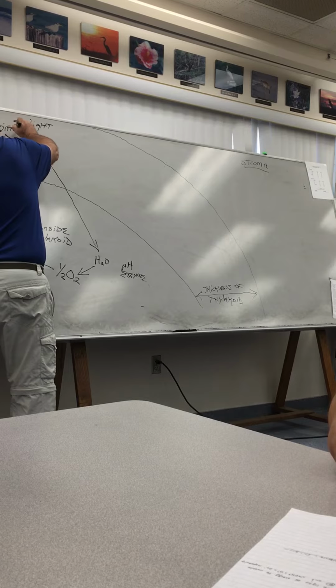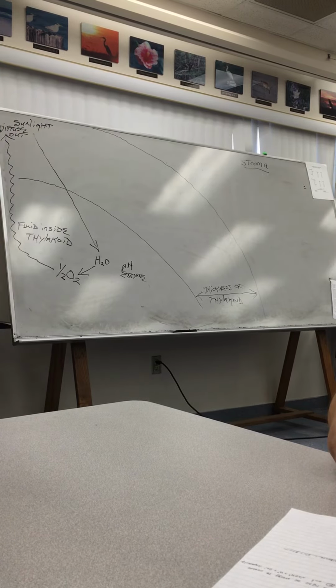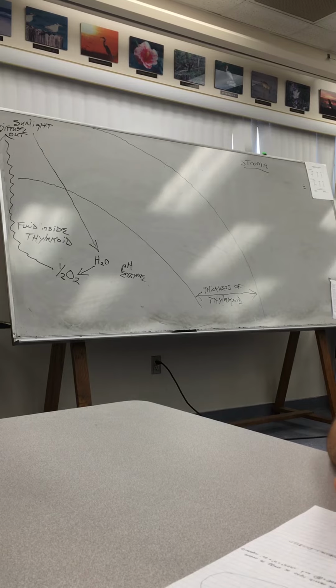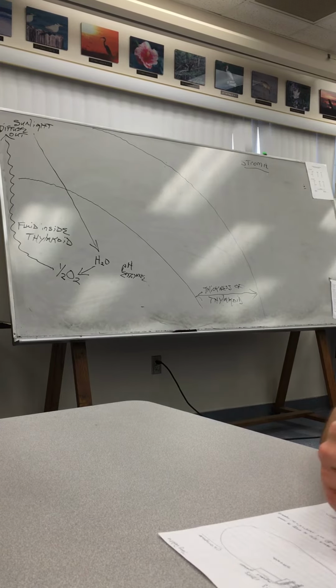Eventually, it will diffuse out of the cell. Since this is primarily happening in a leaf, it's probably happening in a palisade cell of the leaf, the upper layer of leaves that are rich in chloroplasts, and it will eventually leave the leaf through openings called stomata. And that's where our atmospheric oxygen comes from.